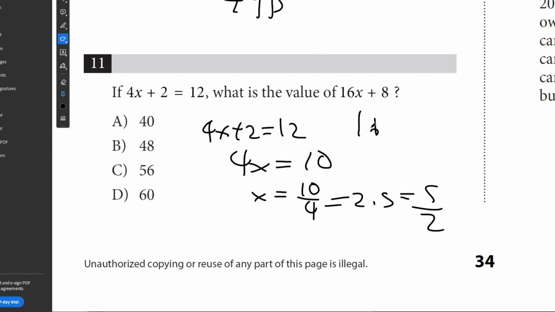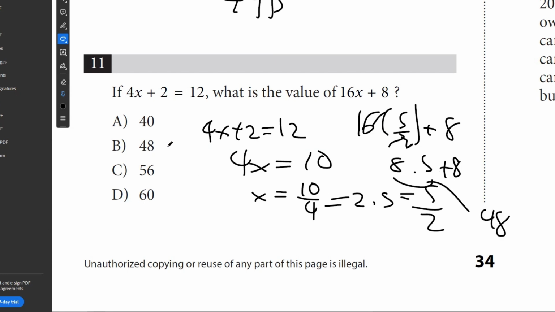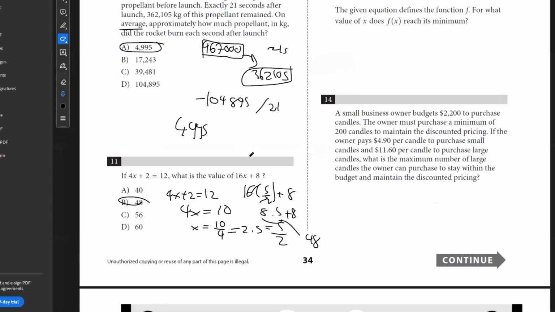It doesn't matter. As long as you find the correct x value, you can write it in whatever form you want. So 16 times 5 over 2 plus 8. So this is going to be 8 times 5 plus 8. So it's going to be 48. Our answer choice is going to be B. Very nice.